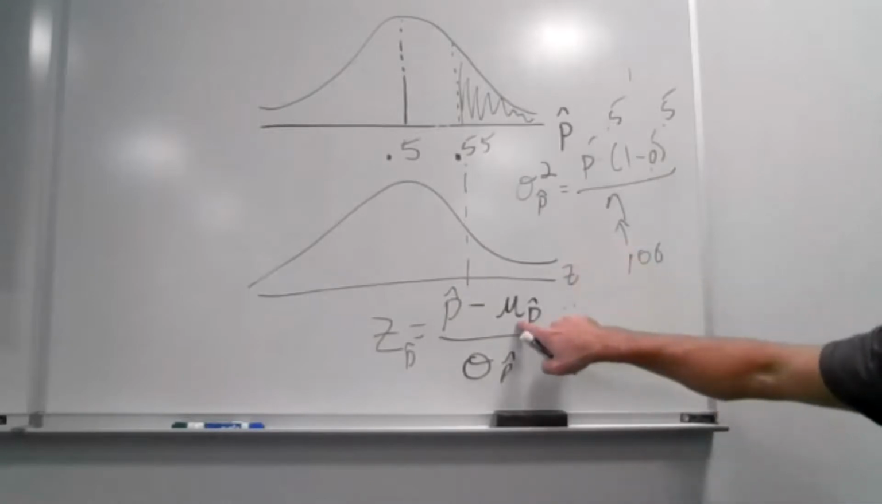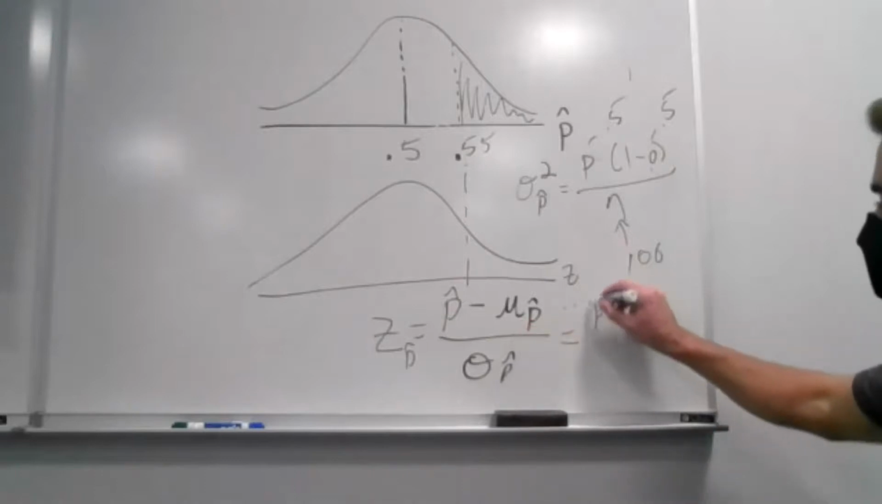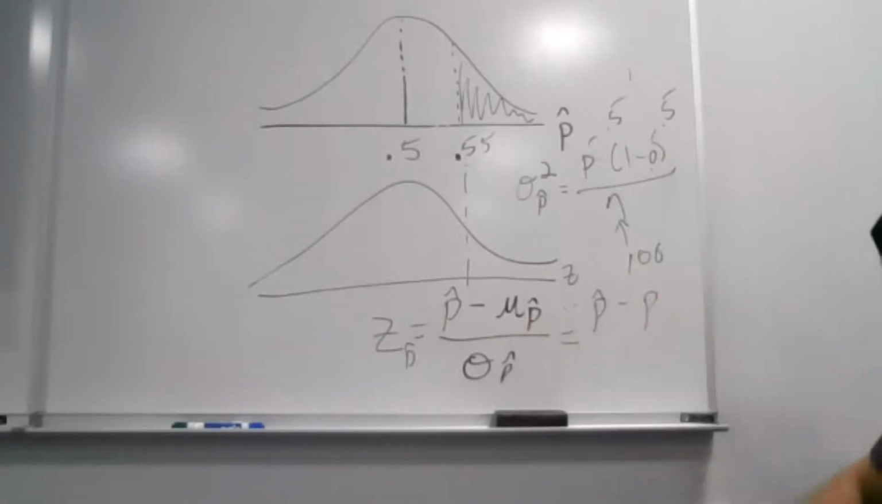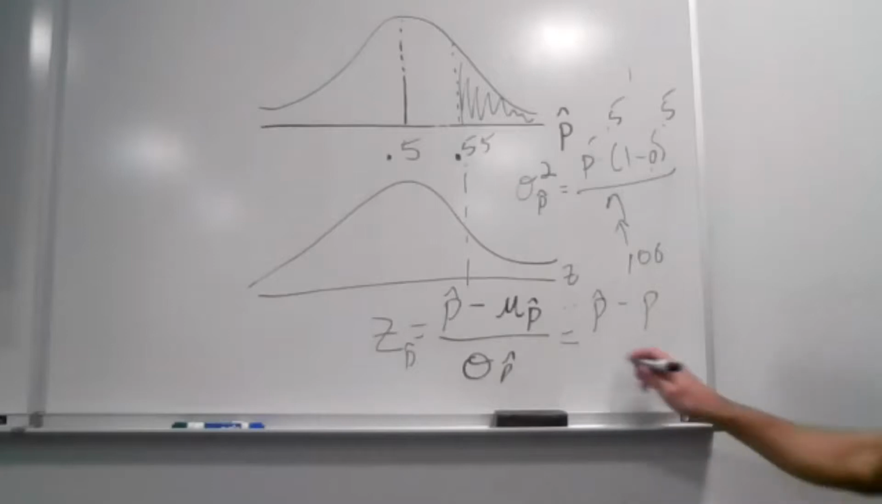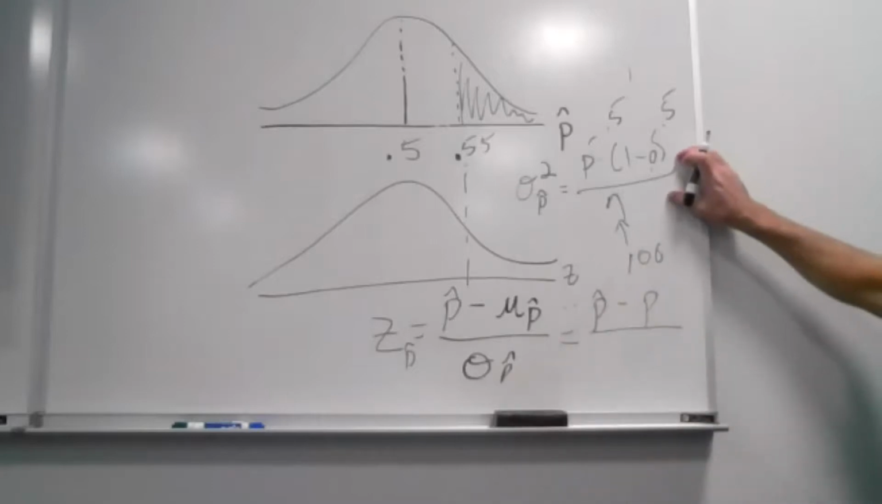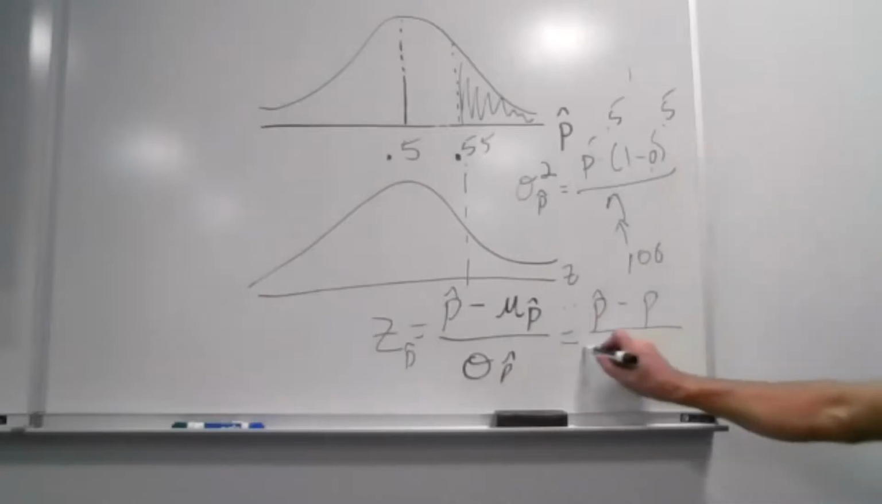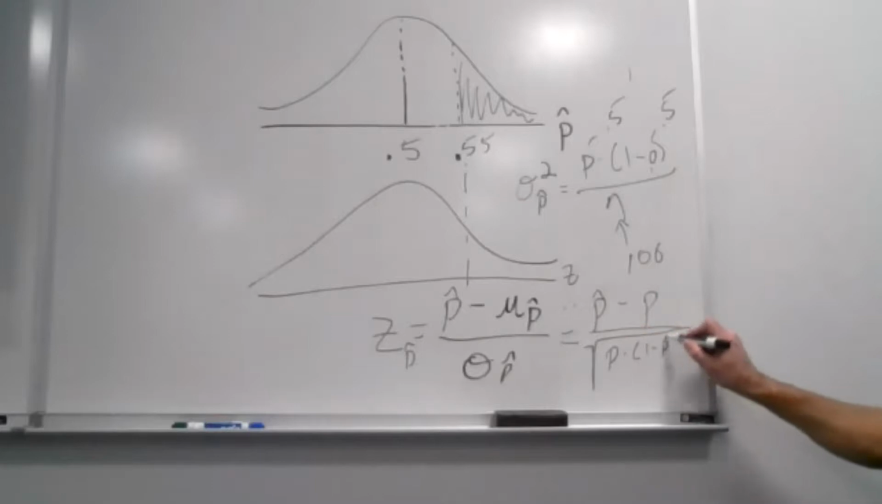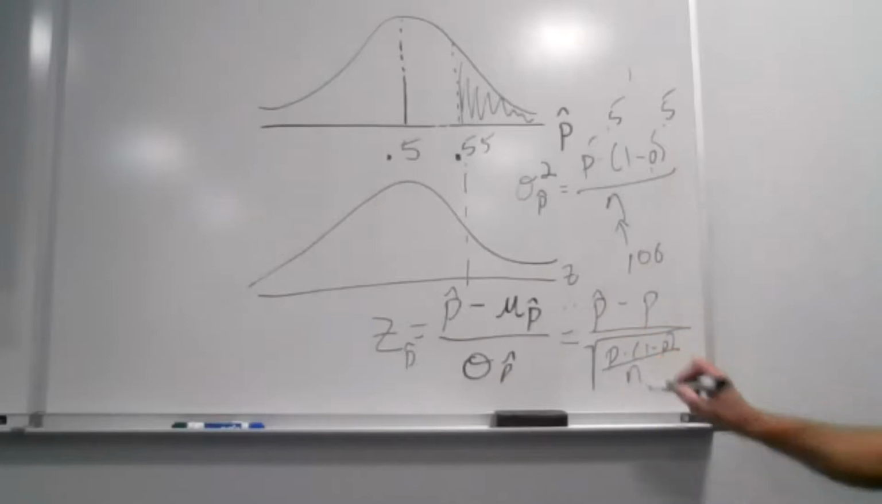So now what's the mean of my sample proportions? Well, that's just the population proportion. What's the standard deviation of my sample proportions? Well, it would be the square root of the variance. So the square root of p times 1 minus p, or the population proportion times 1 minus the population proportion, divided by the sample size. Hopefully you can see that.